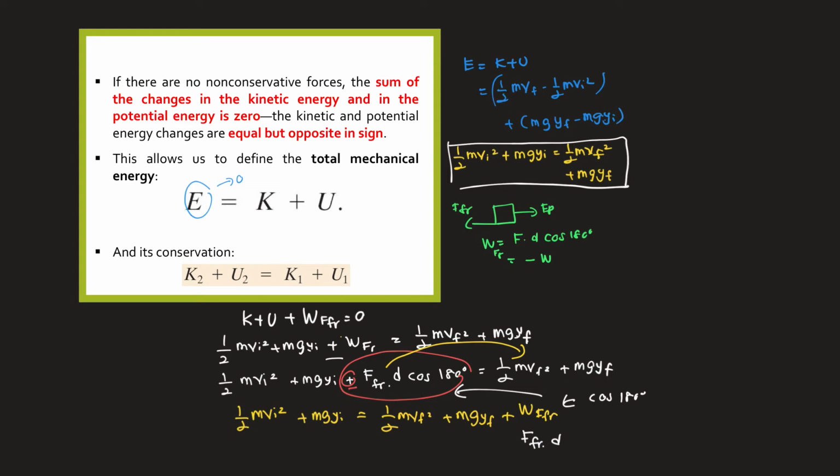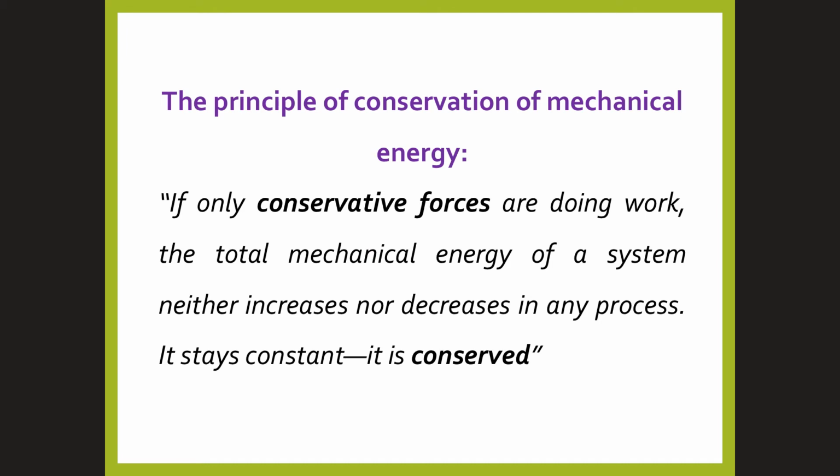Okay, so that's how you use the formula. So this one, the principle of conservation of energy: if only conservative forces are doing work, the total mechanical energy of the system neither increases nor decreases in any process, it always stays constant, it is always conserved. If only conservative force acts, it means that you are going to change 100% from kinetic to potential, or 100% from potential to kinetic.